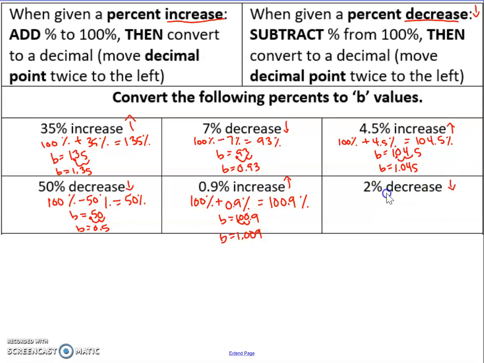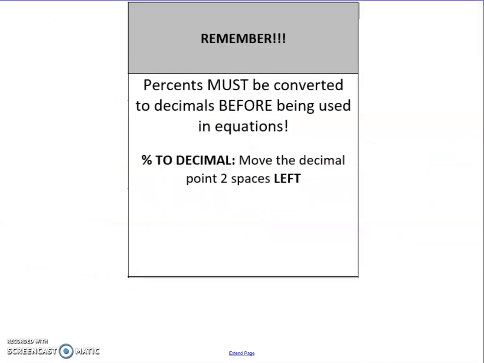2% decrease. Decrease, I subtract from 100. So 100% minus 2% equals 98%. B value, drop the percent. Move my decimal twice. And my B value is 0.98. Okay, so that's how we go from a percent to our growth factor, the number we can actually use in our equation. Okay, so just remember, percent to decimal, we move our decimal place 2 places to the left, right? Just keep that in mind, it has to change first.